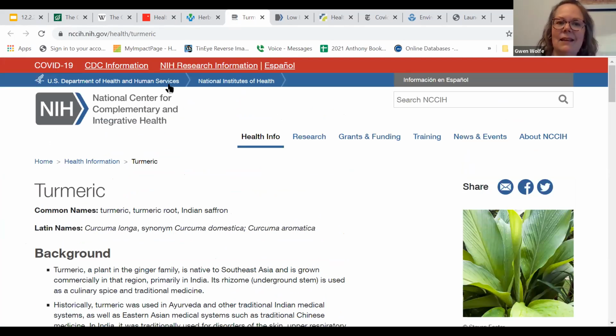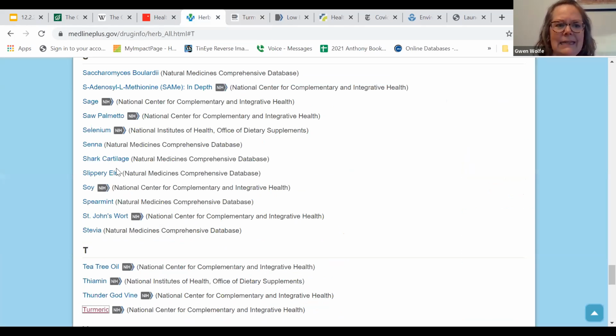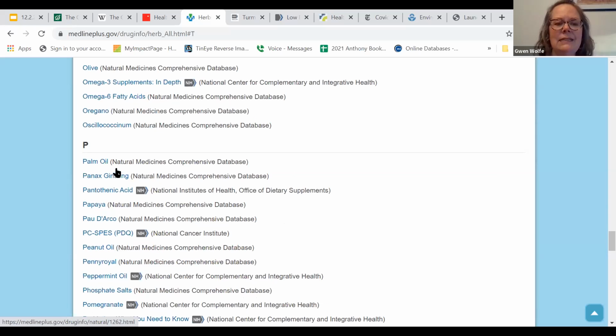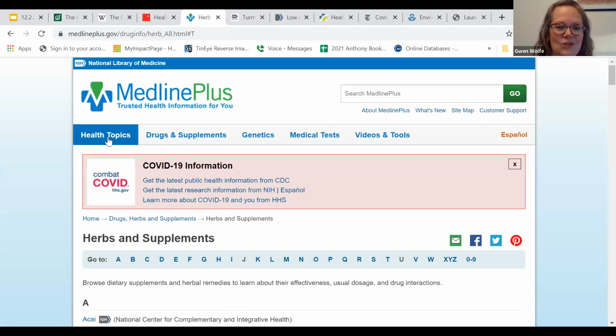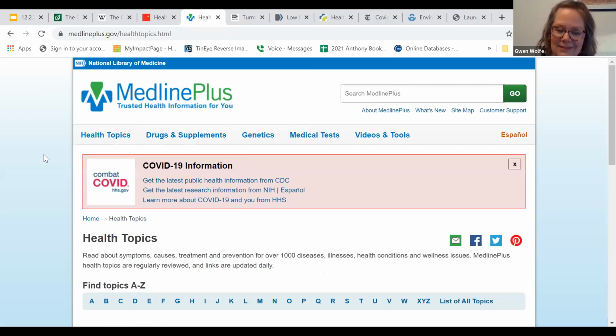So you can see this is a fairly straightforward resource, very easy to use. It does require some bravery to poke around and choose some of these links and dive into them. But once you do, it's pretty intuitive, pretty easy to use.